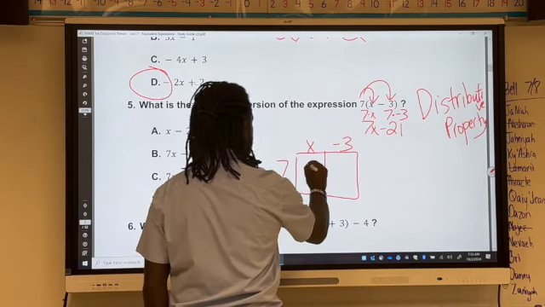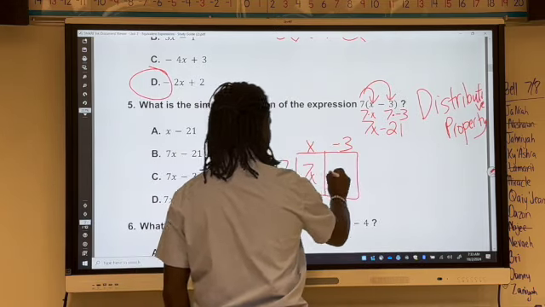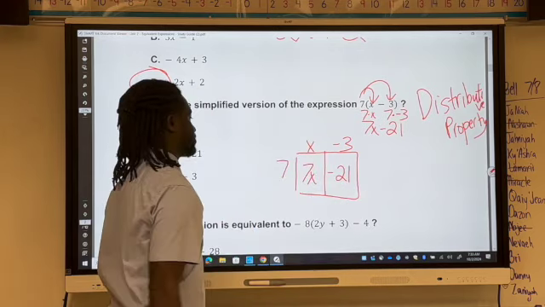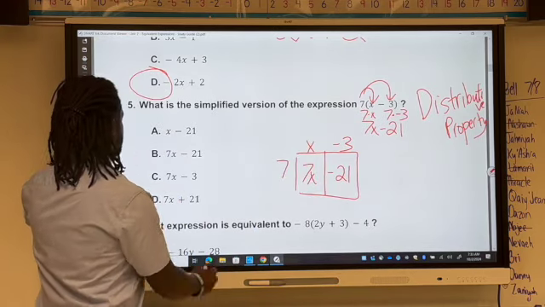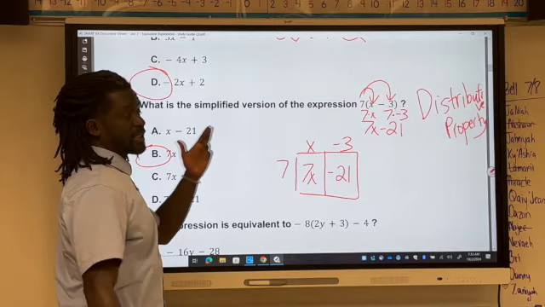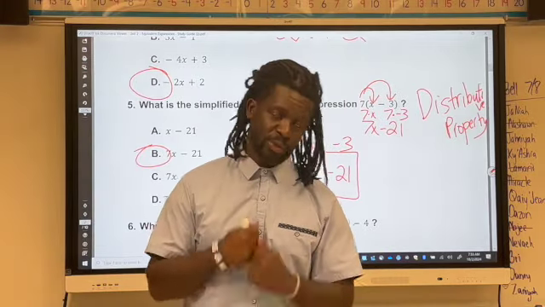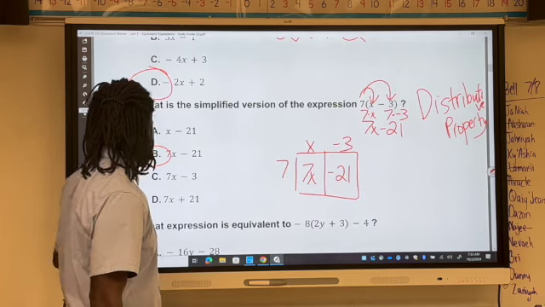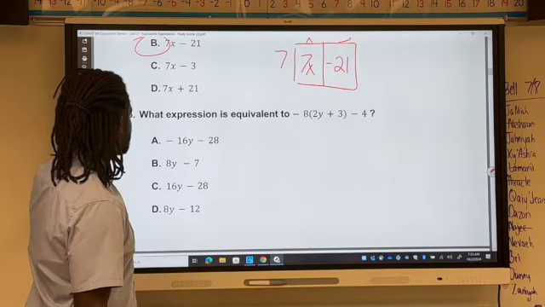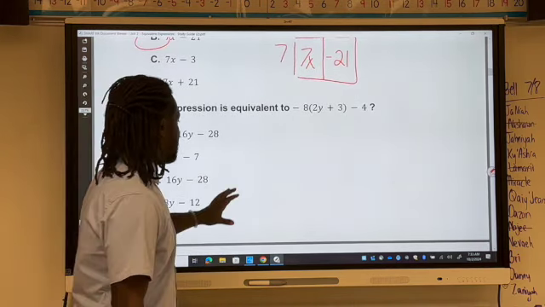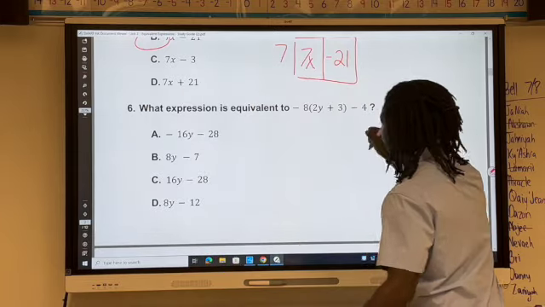7 times negative 3 is negative 21. Again, I can use my area models, whichever one you like to do, and then just put them together. So my answer is, and friends, this is easy peasy, lemon squeezy. We cannot afford to get any questions wrong like this. And so now for number 6, in order to solve it, we got to do 2 things.